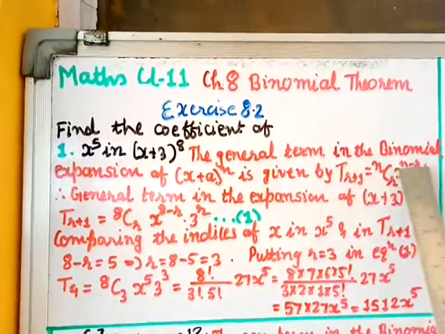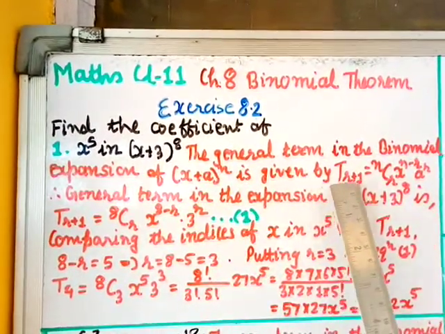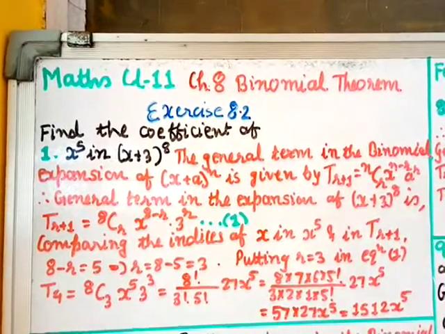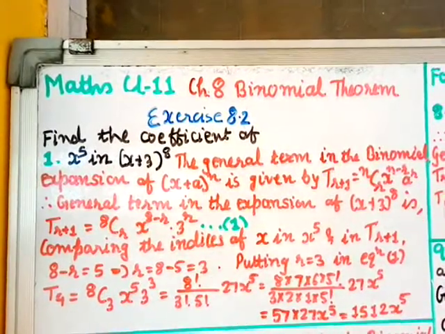The general term in the binomial expansion of (x + a) power n is given by T(r+1) = nCr x power (n minus r) into a power r. So this is the general term in the expansion of (x + a) power n.